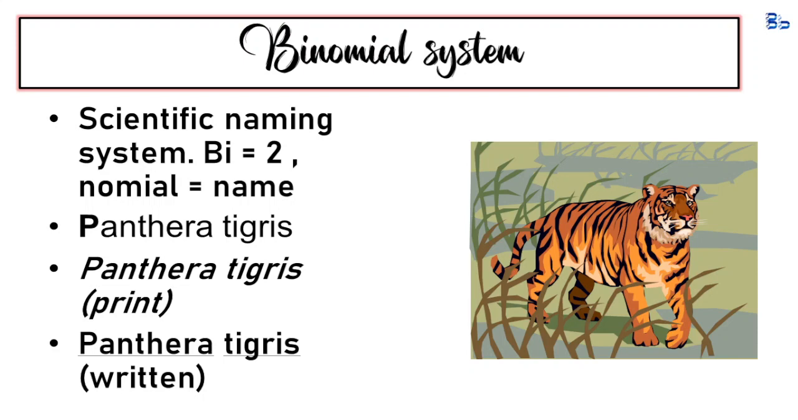So when you are printing the scientific name in textbooks or in other publications, italicizing it gives you the indication that you are expressing the scientific name. At the same time, if you want to write it down, you can underline the genus name and the species name separately. So these three rules are the broad rules to be followed while writing a scientific name.